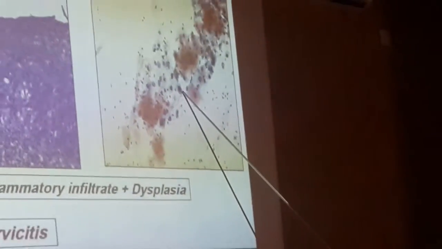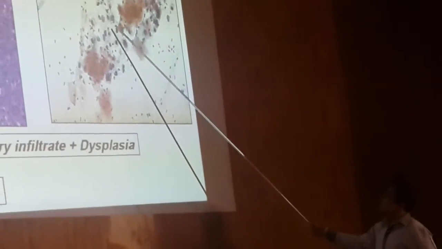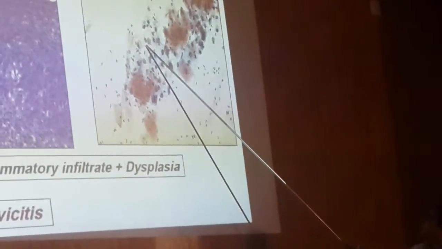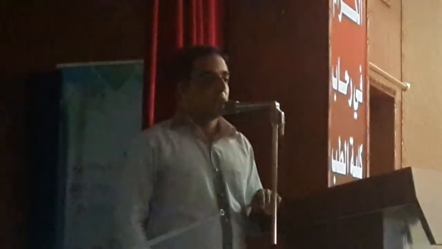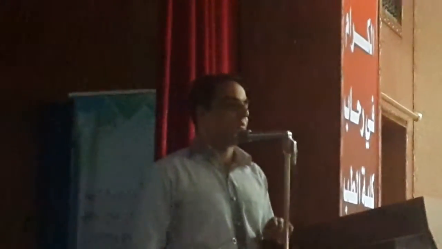This cell has an increased nucleus size. Here also the size of the nucleus is increased. This seems to be somewhat normal. This again has increased size. So these are dysplastic changes. From this picture, I am not sure, because the clinical details are from the hospital, so I cannot be sure whether. So this is chronic cervicitis.